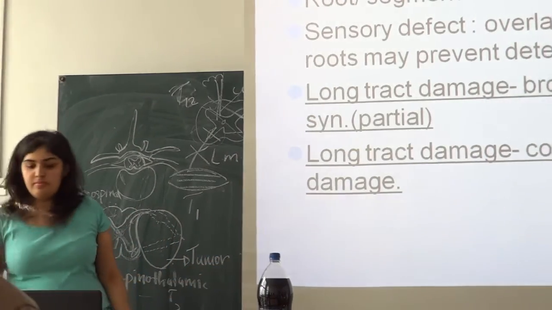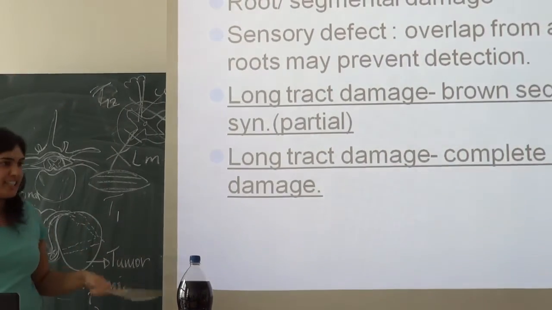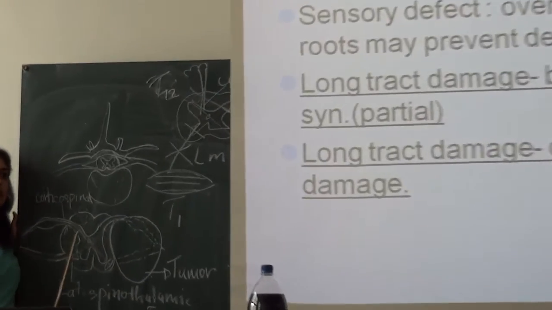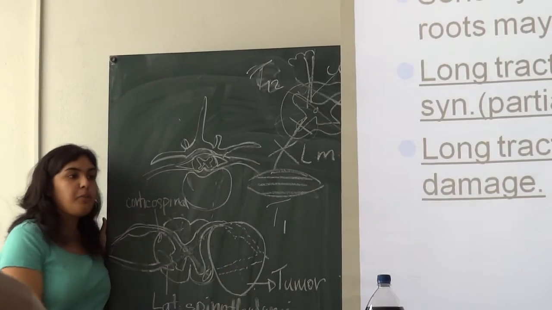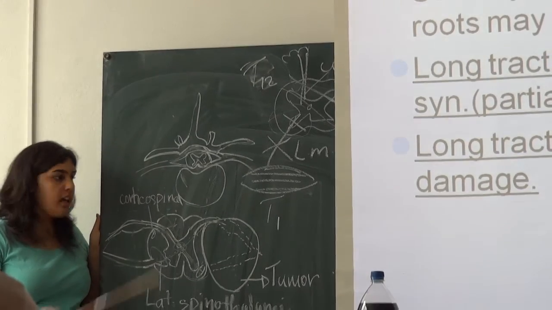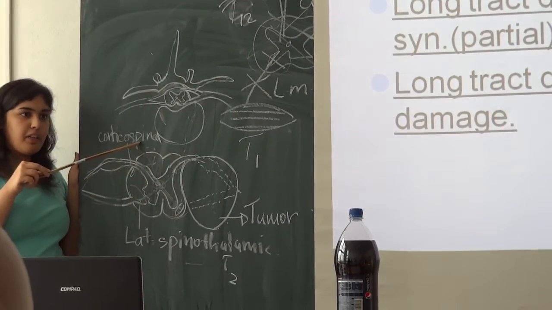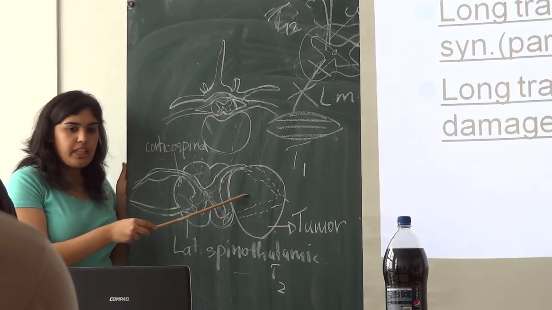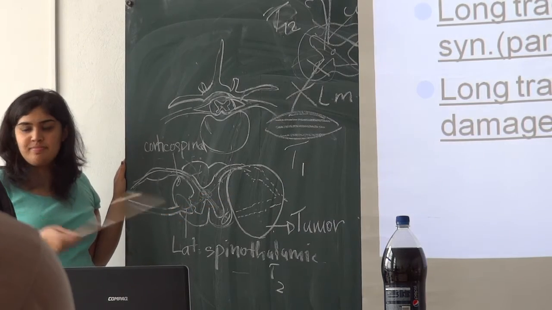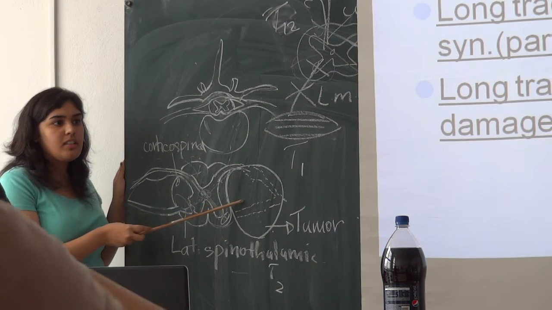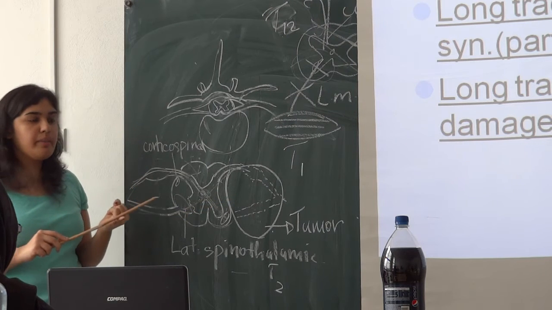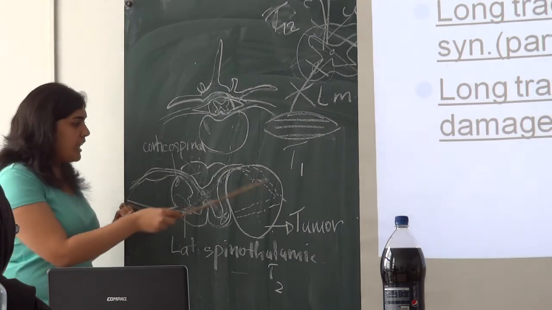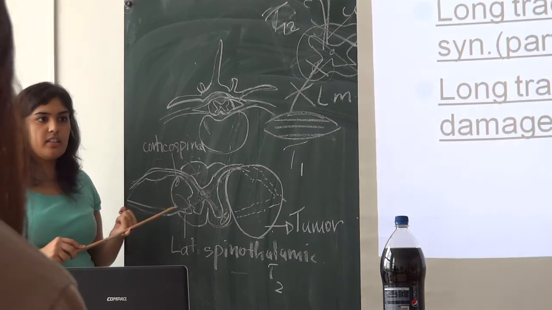Now, lateral compressive lesion. This is what I am talking about. A lateral compressive lesion is when there is a lesion on the lateral side of the spinal cord. A posterior compressive lesion means a lesion on the posterior part of the spinal cord. Now, lateral spinal lesion, what do you think would be the symptoms? First tell me, motor. What will be affected? How would the motor deficit be if your lesion is here on the lateral side?